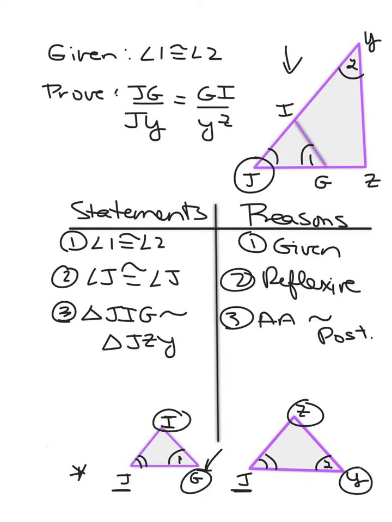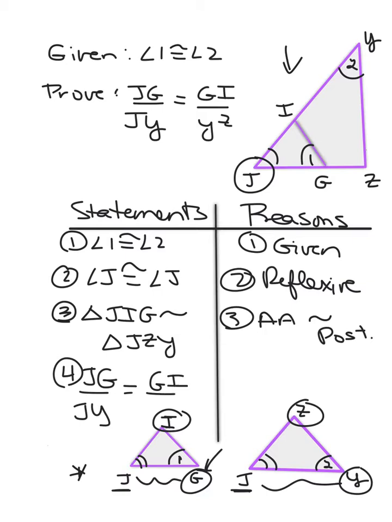So once I say that these triangles are similar, I can say that the sides are in proportion. So I can say that JG is to JY. So I'm looking at this side here and this side here is equal to GI over YZ. And that is because corresponding sides of similar triangles are in proportion. So that's all I really had to do for this proof to get to my final step.